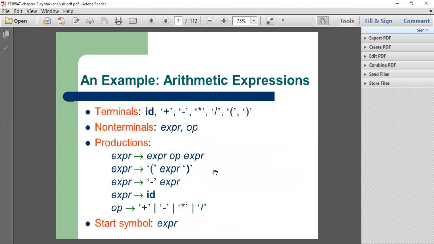So this is an example of a CFG. Terminals may be identifiers or special operators. Non-terminals are expressions, capital symbols or operators. A production is written like this. This is also called the grammar of the language. So expression implies expression, right? This is the left-hand side and this is the right-hand side of the production. We have the start symbol here, expression.